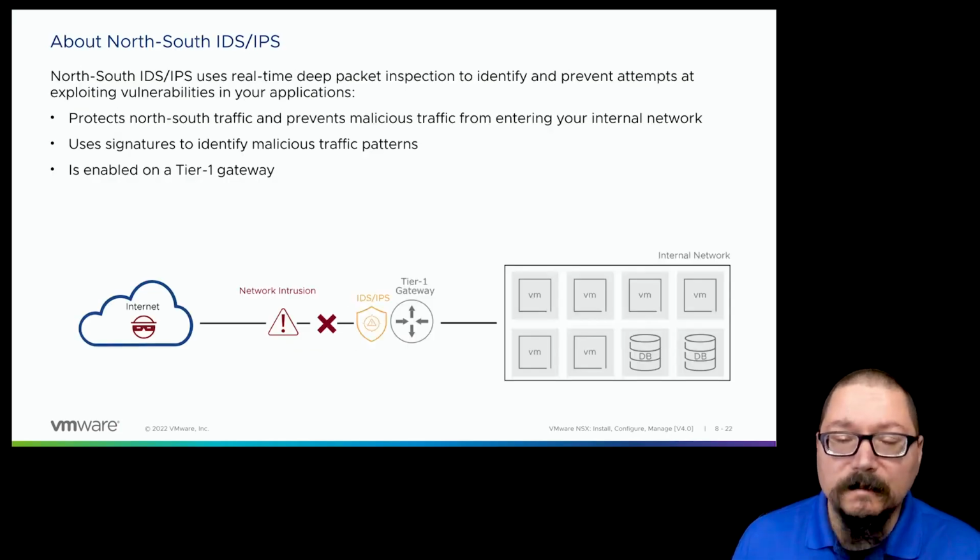Now, in the context of the IDS IPS, mostly we've been talking about east-west, a distributed intrusion detection and prevention. Here we've also got a north-south intrusion detection and prevention system, meaning that we have the same capabilities on a tier 1 gateway as we do on a distributed intrusion detection and prevention. But I want to stress that this is only on a tier 1 gateway, not on a tier 0, just a tier 1 gateway. We have this available.